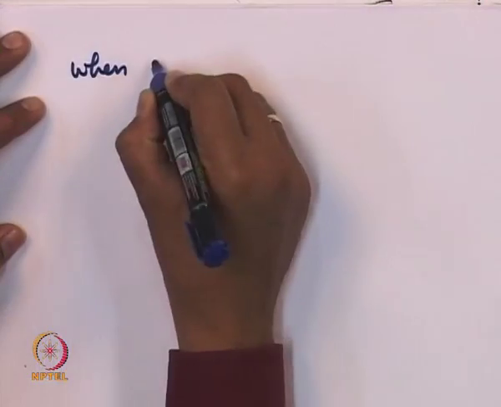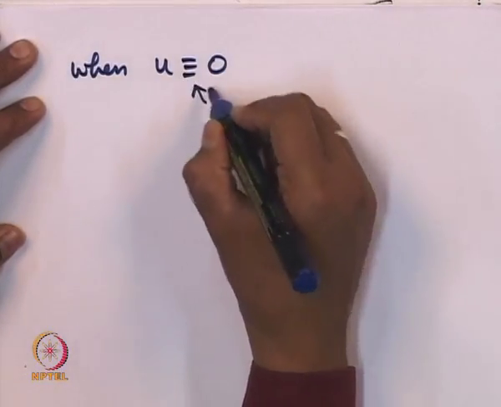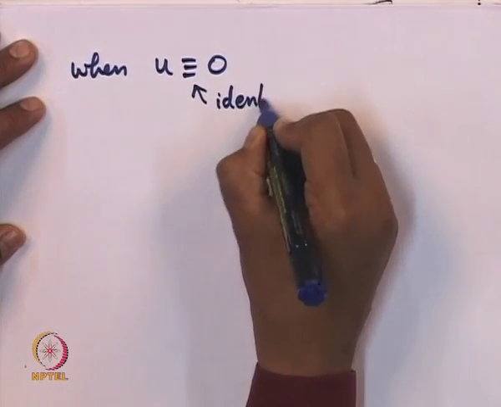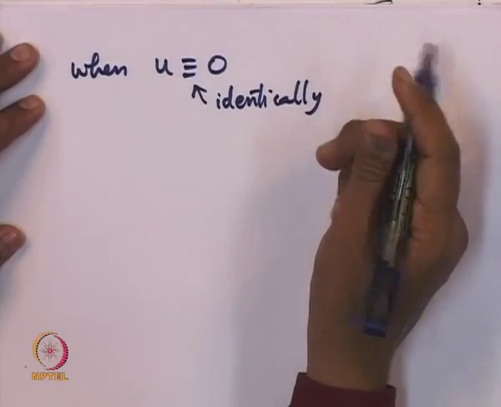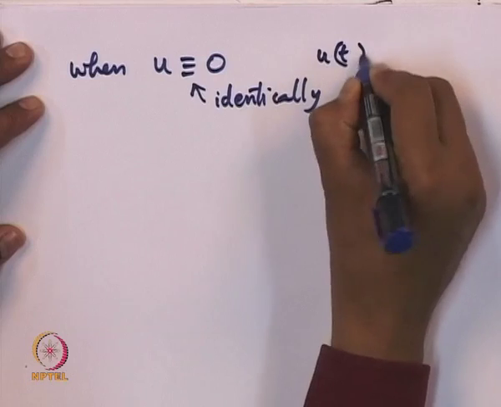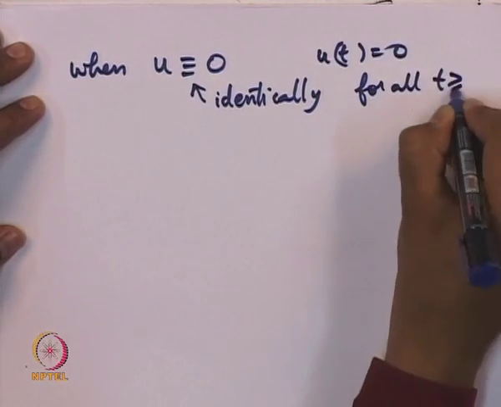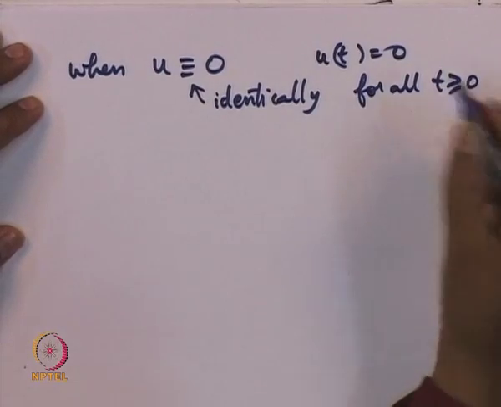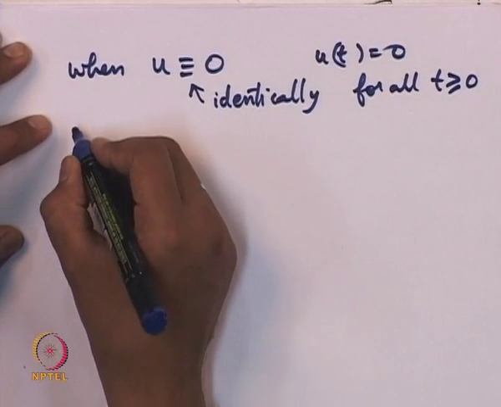First consequence is when u is equal to 0, u is identically equal to 0. This should be understood as identically, not just equal to 0 at some time instant, but equal to 0 at every time instant. u of t equal to 0 for all t. All our signals are defined only for t greater than or equal to 0, and hence u of t equal to 0 for all t greater than or equal to 0.